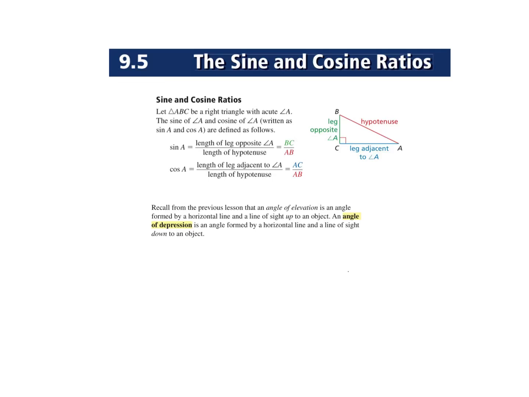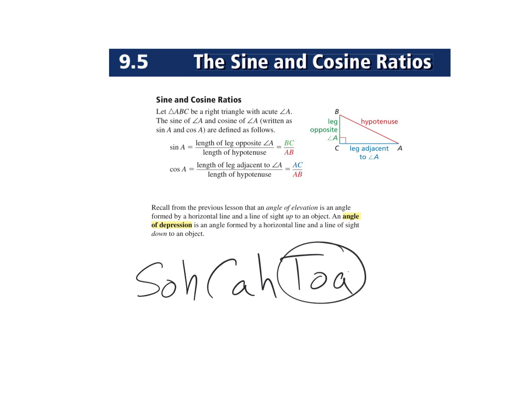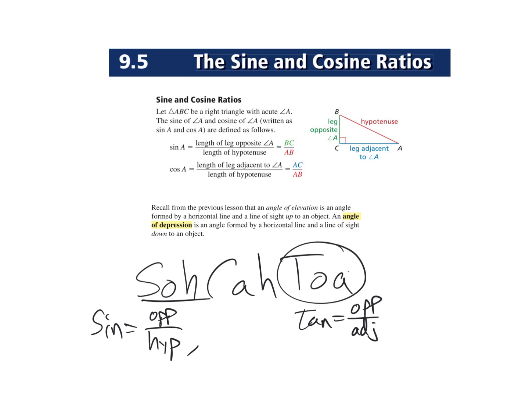Welcome to 9.5, the sine and cosine ratios. So let's just talk quickly about SOHCAHTOA. We did tangent yesterday, and tangent was the opposite leg over the adjacent leg. Well, sine is the opposite leg over the hypotenuse, and cosine is the adjacent leg over the hypotenuse.